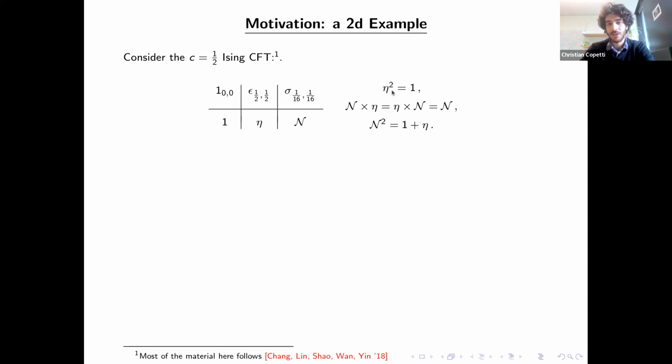So, of course, eta squared is 1, the Z2 generator. Then this Kramers-Vanier duality absorbs the eta line. And then you have this weird rule that N squared is 1 plus eta. This tells you that N has no inverse, and this is why people usually call this non-invertible symmetry.